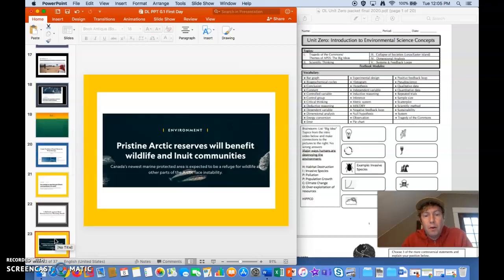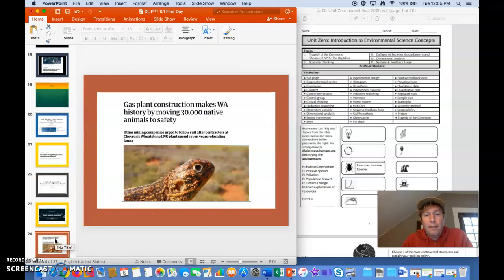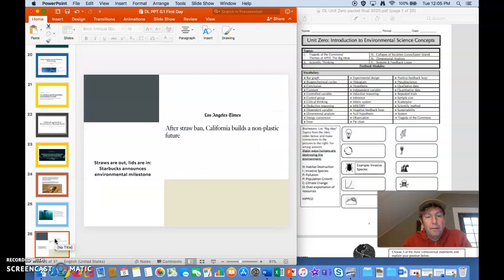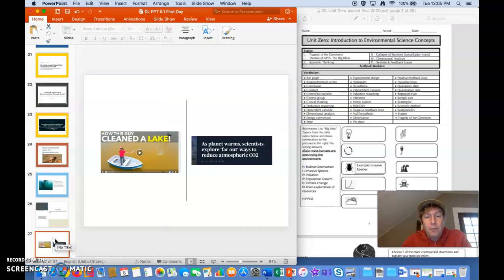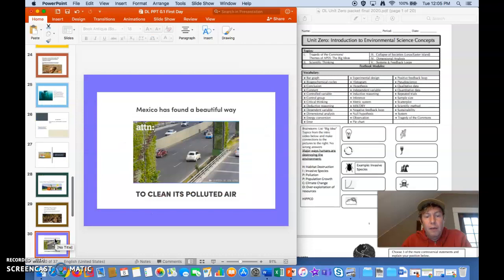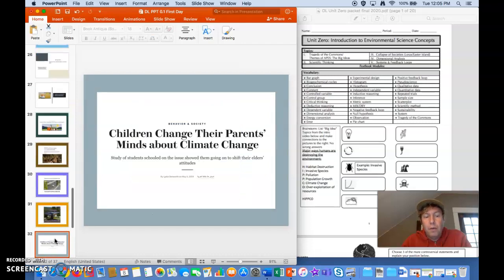And I'll let you guys go through this, but saving the habitat, gas plant construction makes history by moving 30,000 native animals to safety. So some companies are doing good things in a way. How Argentina is saving one of the Earth's most remote places. California building a non-plastic future. And again, I'll let you guys go through this.